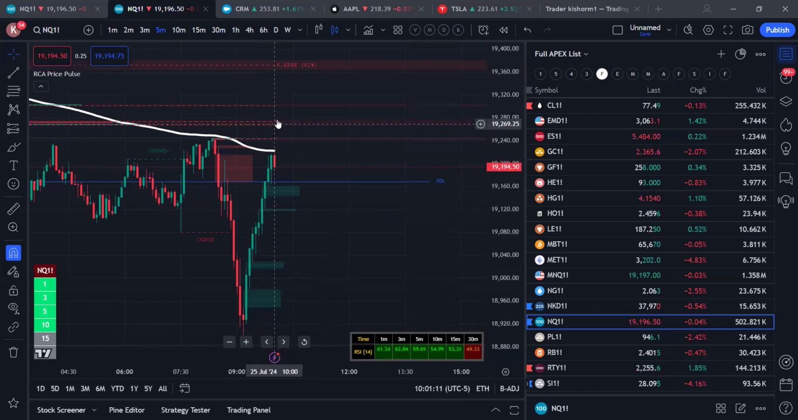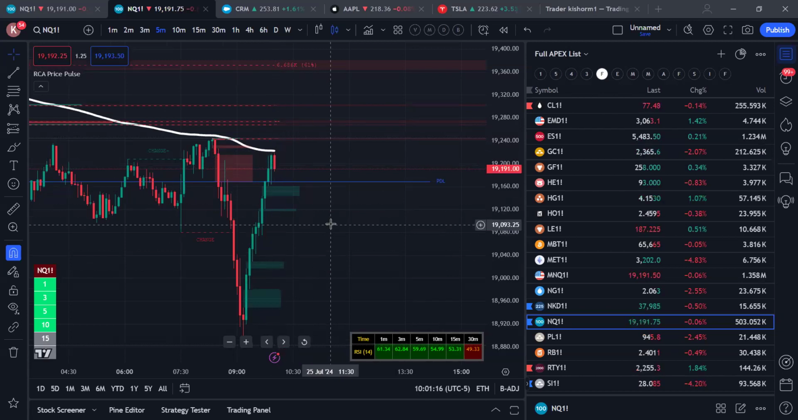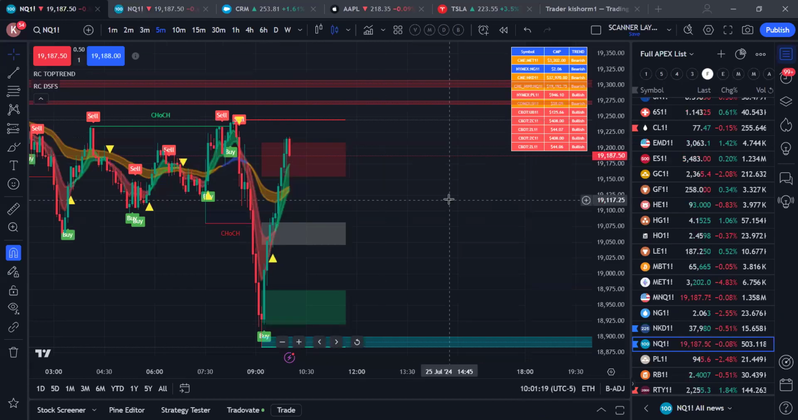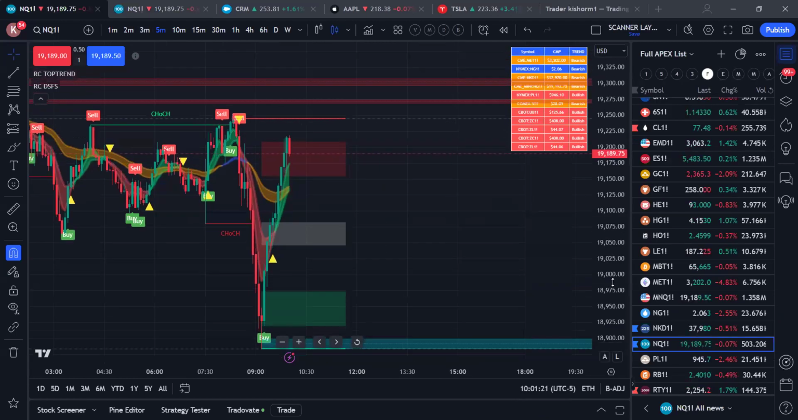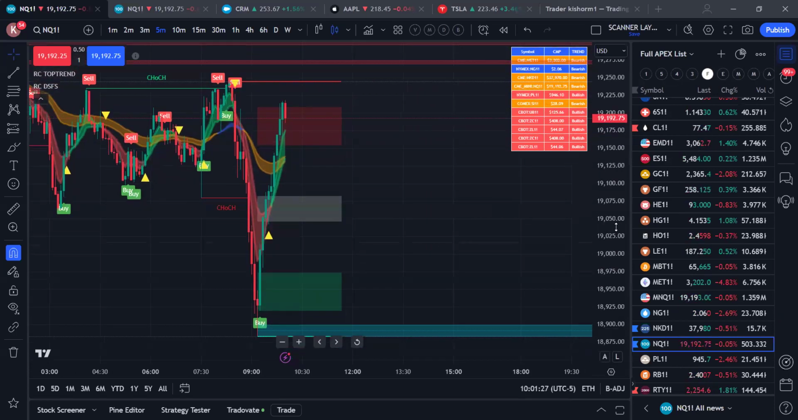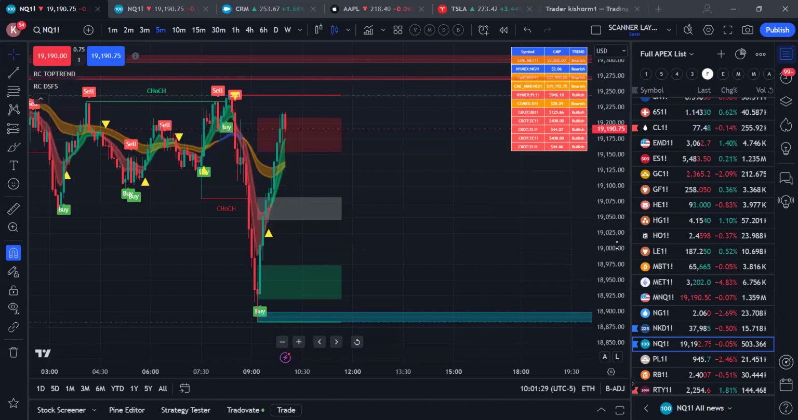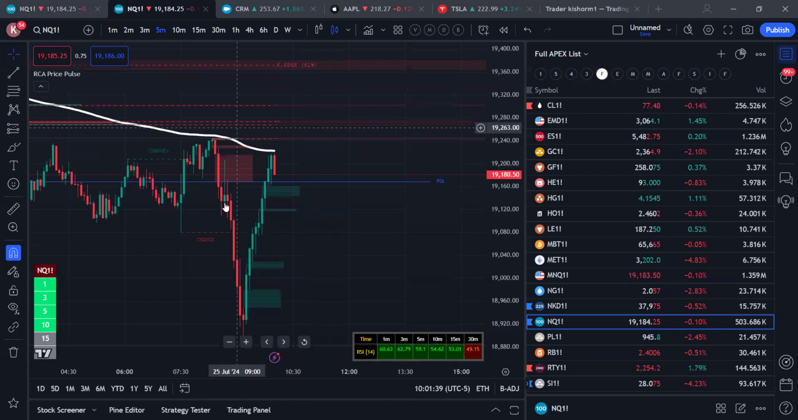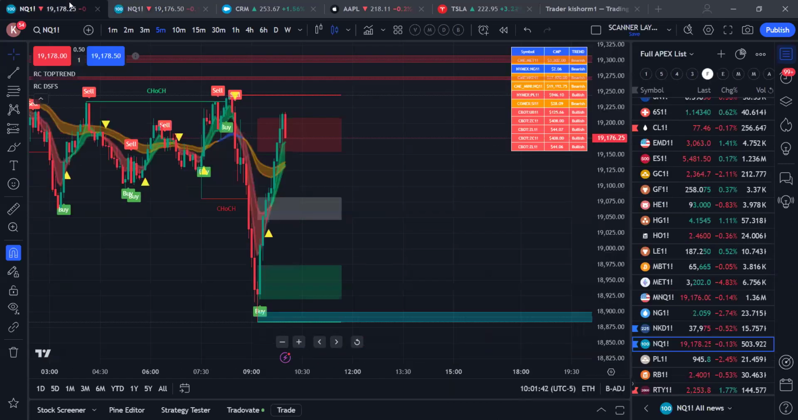It went all the way down. Again, it is trying to break EMA 200. It may drop again, but we are waiting for our sell signal. If we get a sell signal, we can enter a short position. But if we add too many indicators on the same screen, sometimes it might delay the calculations. So that's why I added my price pulse here, and I added the scanner and top trend on the screen.